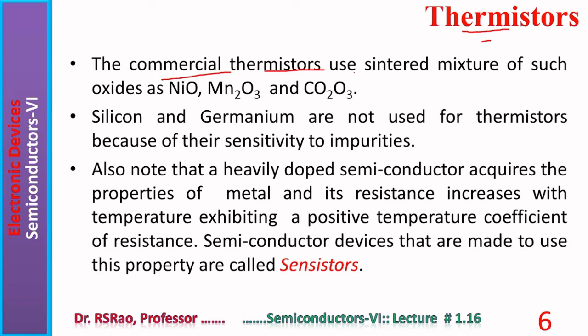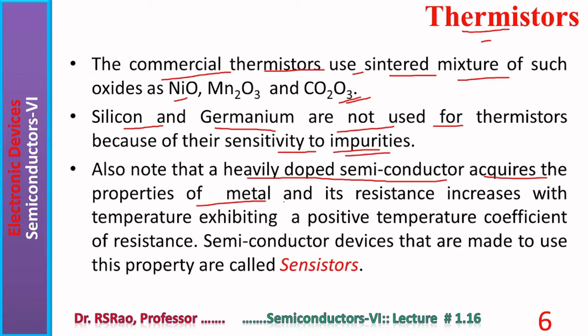The commercial thermistors use a sintered mixture of oxides such as nickel oxide, manganese oxide, and also Co2O3. Silicon and germanium are not used for thermistors because of their sensitivity to impurities. Note that a heavily doped semiconductor acquires the properties of a metal and its resistance increases.